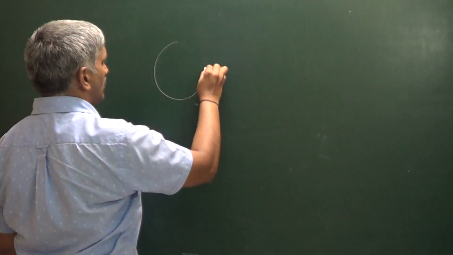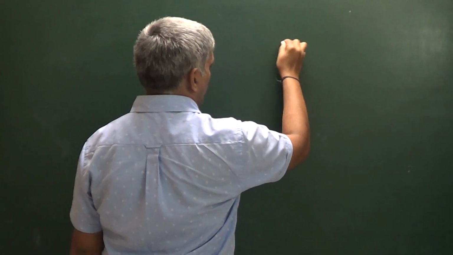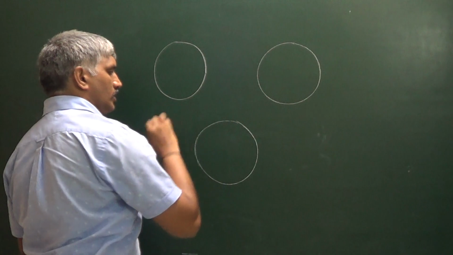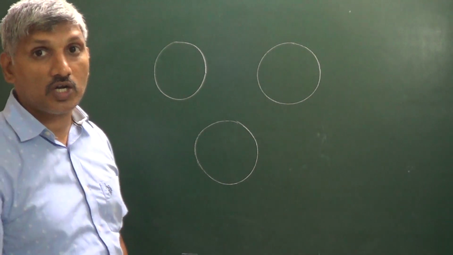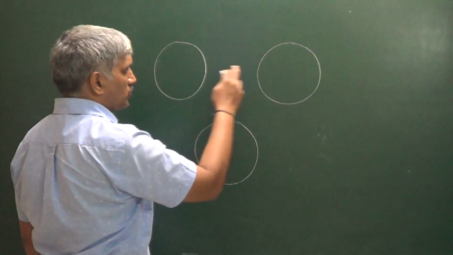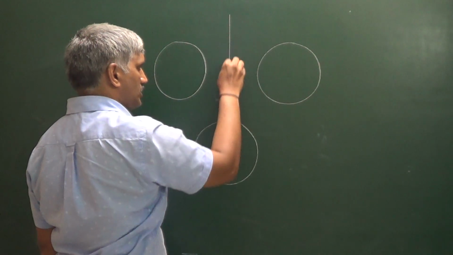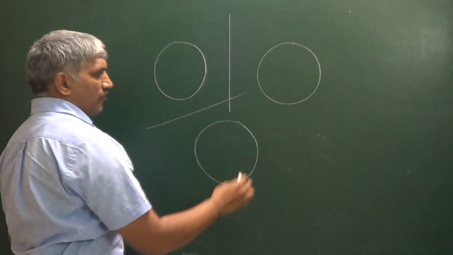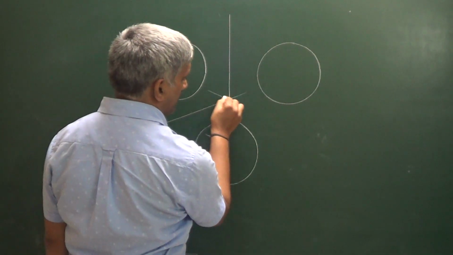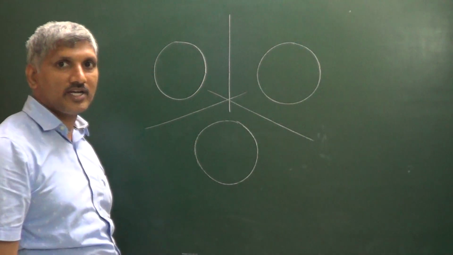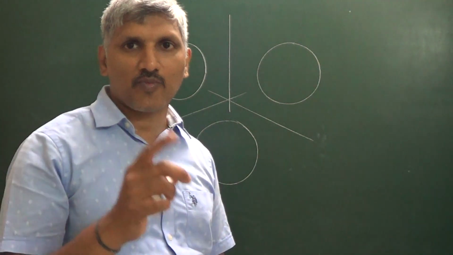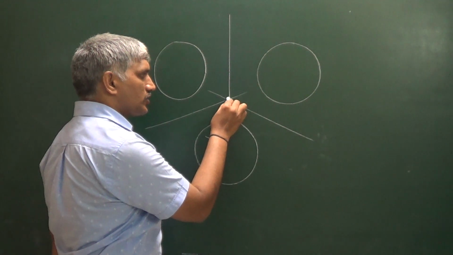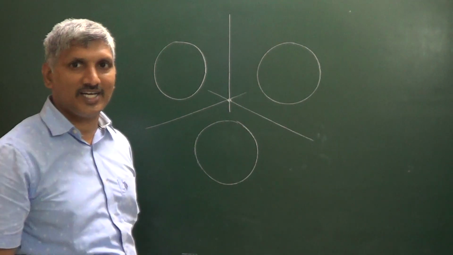So there are three circles whose centers are non-collinear. This is one circle and this is another circle and this is one more circle. The circles whose centers are not collinear. For these two circles this is the radical axis. For these two circles this is the radical axis. For these two circles this is the radical axis. The radical axes intersect at a point. The point of intersection of the radical axes is called the radical center.